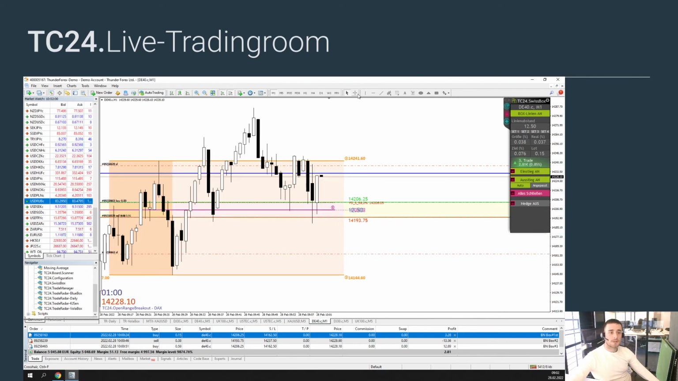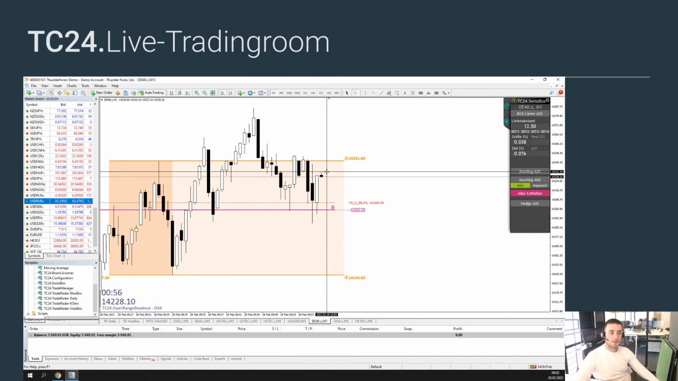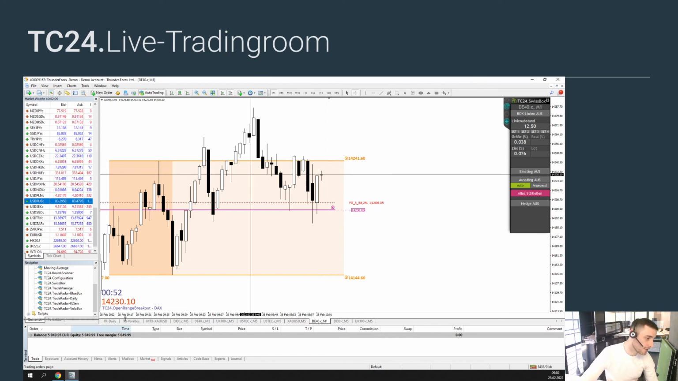So the predetermined take profit target is 0.076%, and there it is. We've hit the take profit, all the trades are closed, and that is 2 trades closed 2 minutes after the market opening. Amazing start to the day, guys.